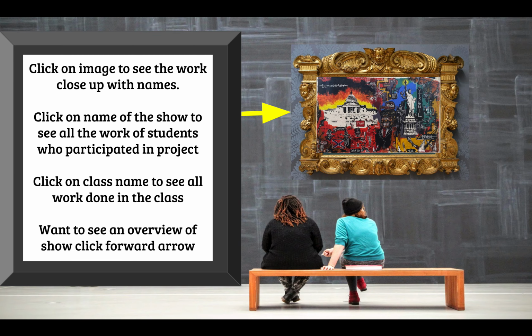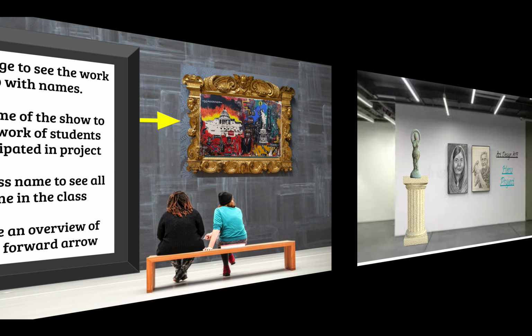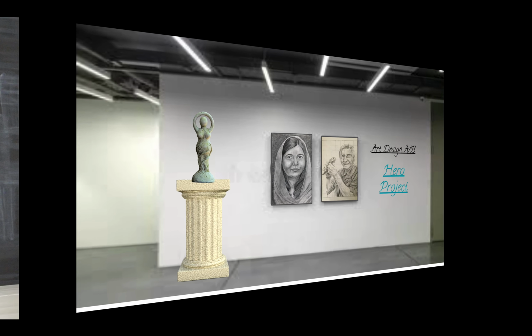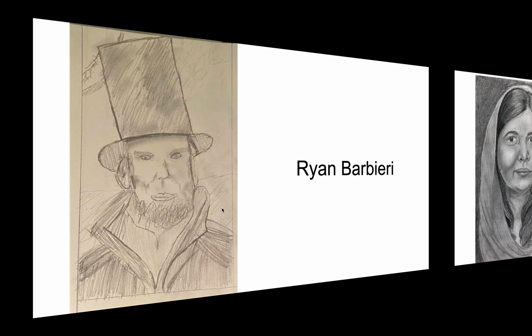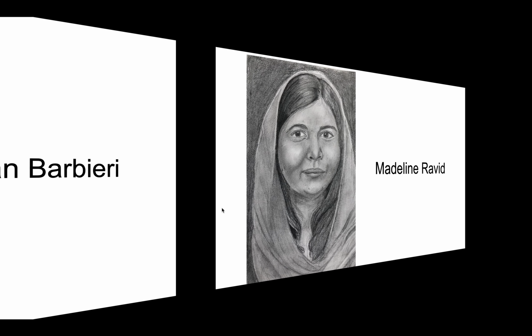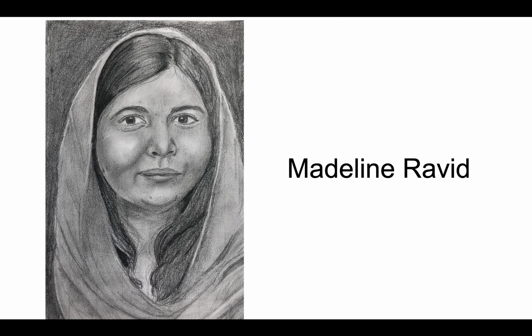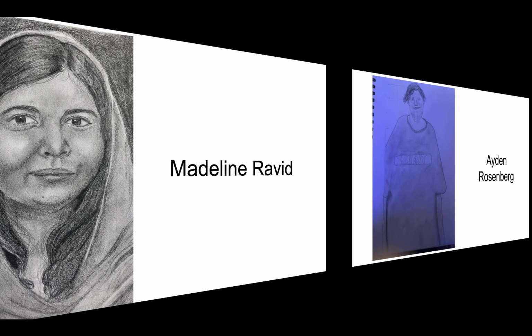So you can see, oh, there it is. You can see on this next page, there is a name of the project here. This was the Hero project. So if you want to see all the artwork from the Art Design AB class that did the Hero project, you could press here, and it will take you to that pages, and you can go through one by one on that project and look for your students' work.